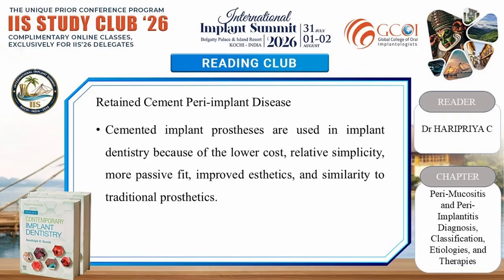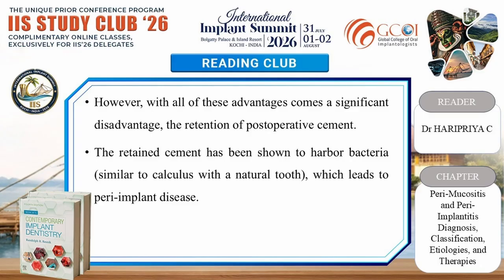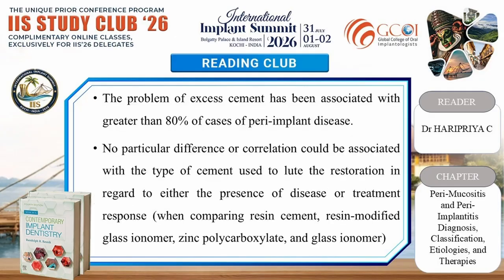Retained cement peri-implant disease. Cemented implant prostheses are used in implant dentistry because of the lower cost, relative simplicity, more passive fit, improved aesthetics, and similarity to traditional prosthetics. However, with all of these advantages, there is a significant disadvantage: the retention of post-operative cement. The retained cement has been shown to harbor bacteria similar to calculus with a natural tooth, which leads to peri-implant disease. The problem of excess cement has been associated with greater than 80% of cases of peri-implant disease.